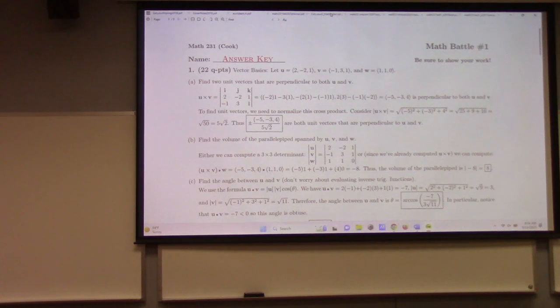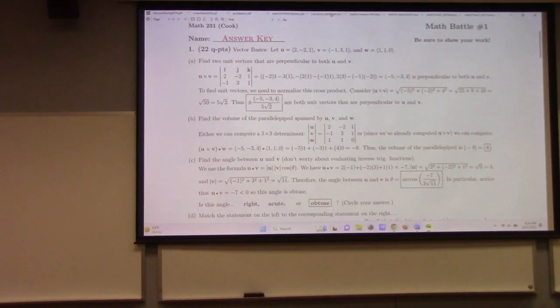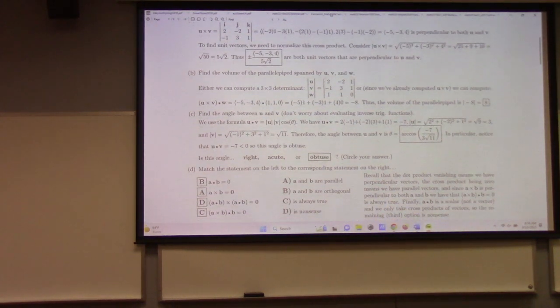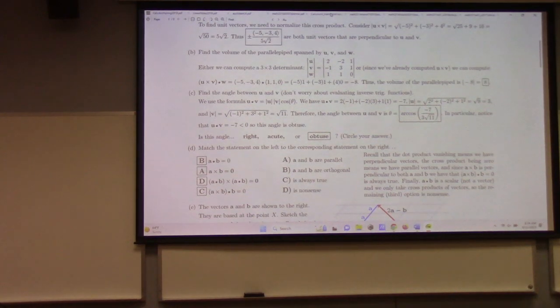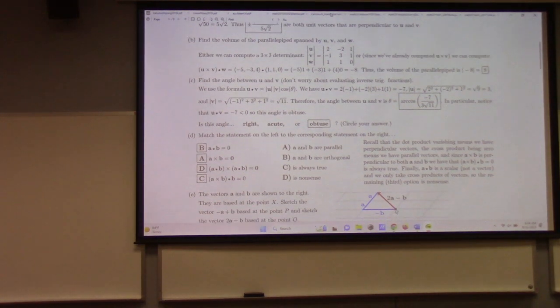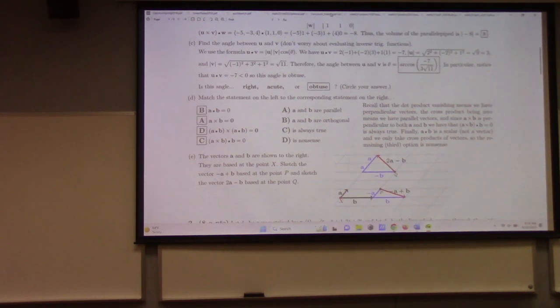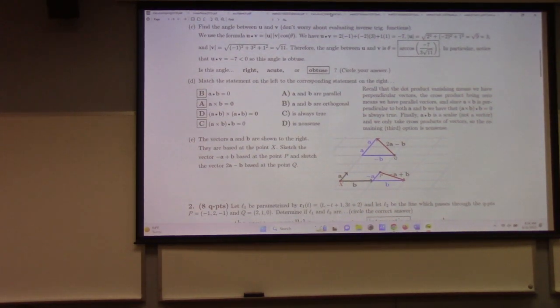Some of you are working way too hard on this angle here. I don't know what happened there. Some of you just ignored the circle obtuse, acute, or right question there. I'm going to assume that was an oversight. Let's see here.